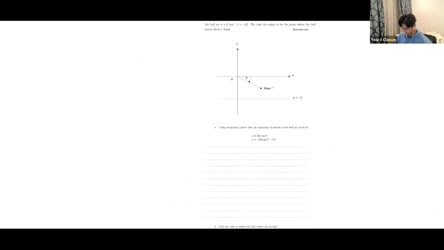All right. So, okay, I'll get you to work with me for this one. We're starting 2 meters above the ground, with a velocity of 30 meters per second, at 5 degrees, and we're throwing it downwards, and we're given these starting equations. We take the origin to be where he's thrown it from, and the ground to be -2. How are we going to prove the motion equations here?